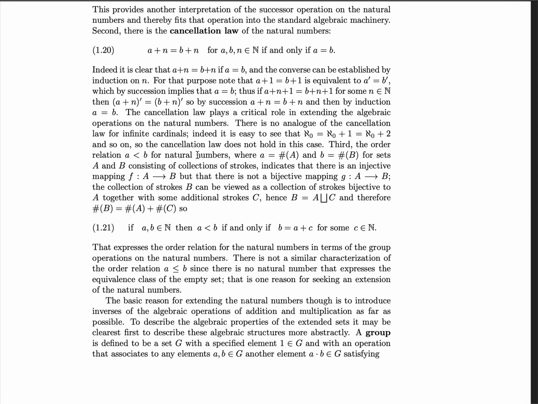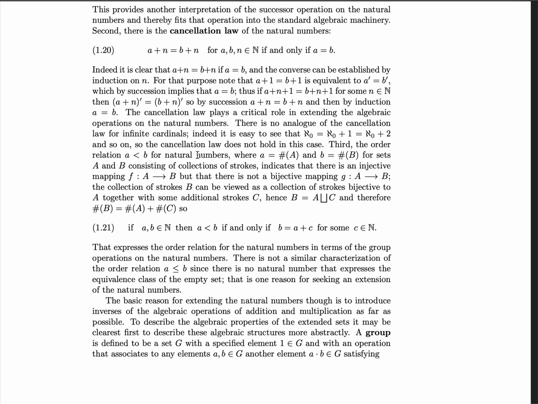Next, we have the cancellation law for natural numbers, namely that a plus n is equal to b plus n for any three natural numbers if and only if a equals b. One direction is very easy. If a equals b, then clearly a plus n is equal to b plus n. However, we can establish the converse by inducting on n. We start with the base case of 1, and we note that a plus 1 equals b plus 1 is equivalent to a prime equals b prime, but by our definition of the successor operation, this implies that a equals b.